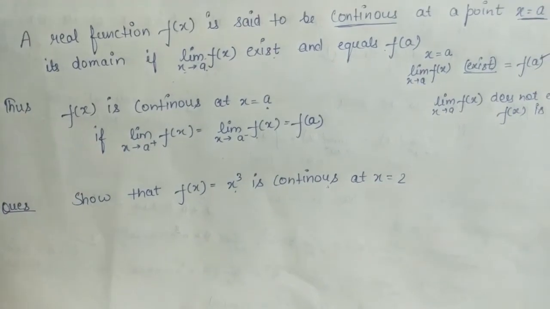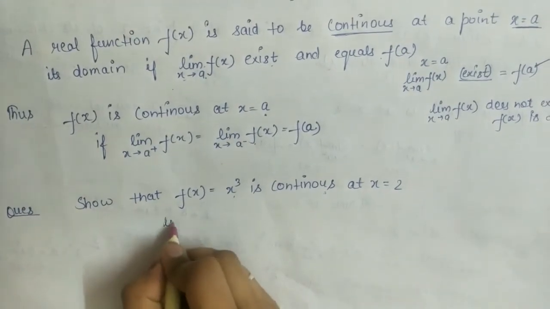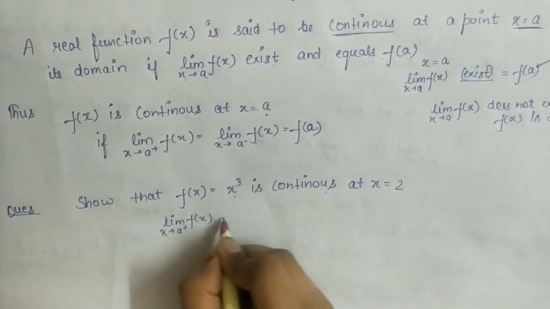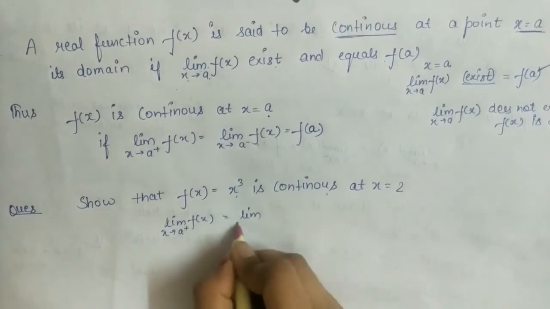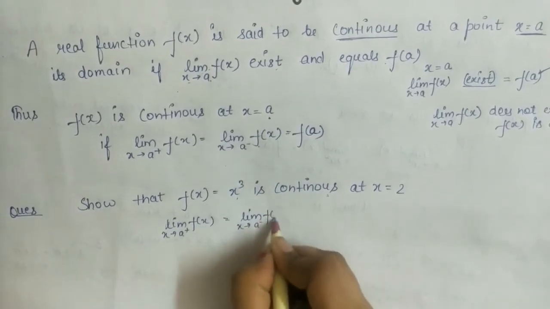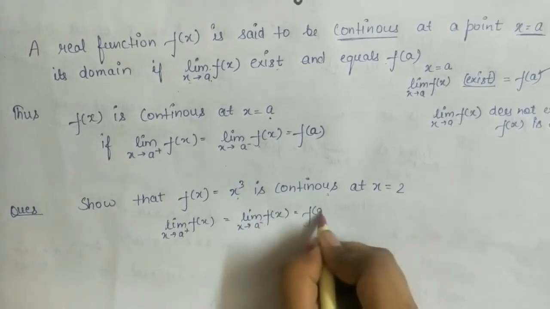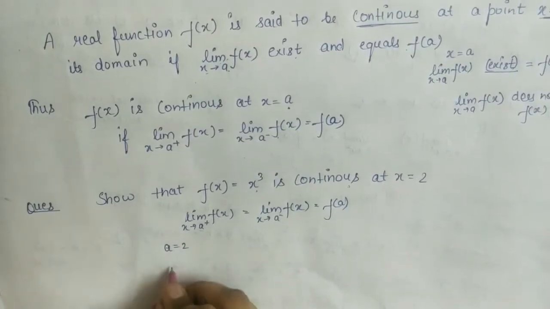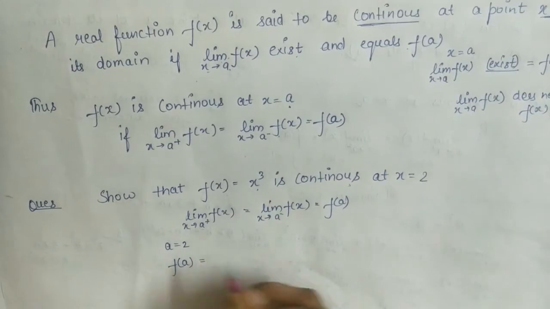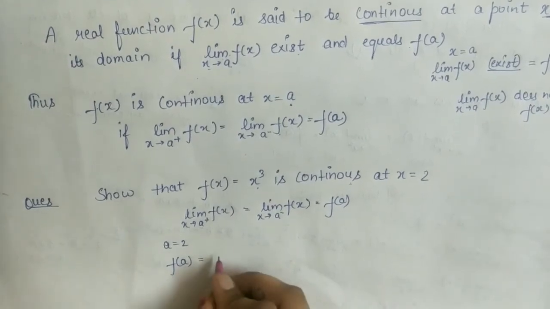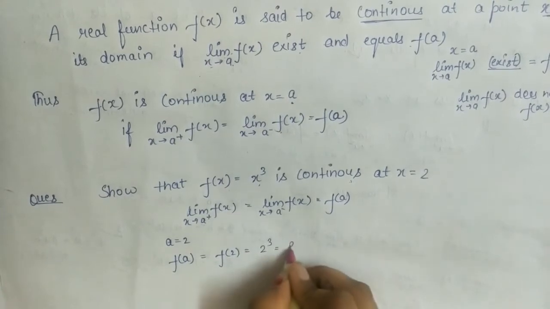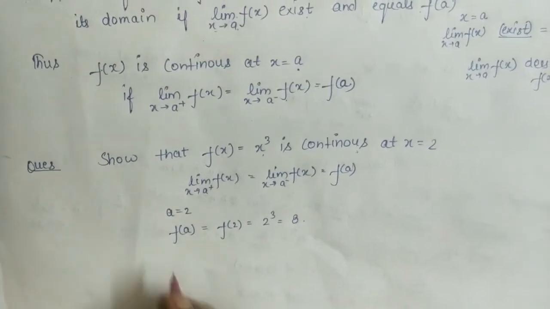तो हमें continuous के लिए क्या शो करना है? Right hand limit of function is equal to left hand limit is equal to f(a). Now a = 2, so f(a) is f(2) = 2 cube = 8.